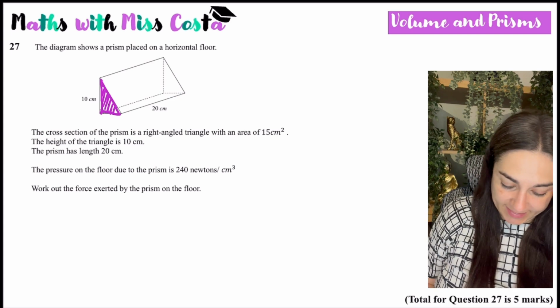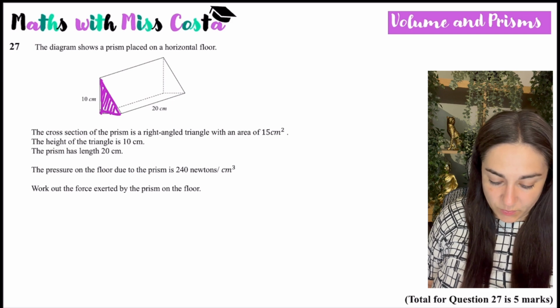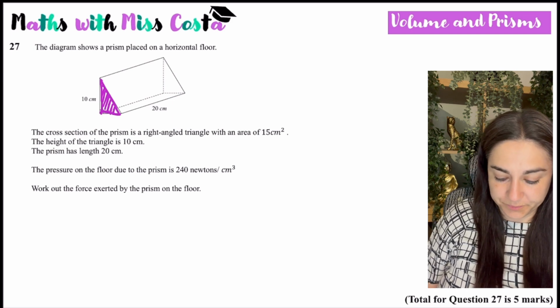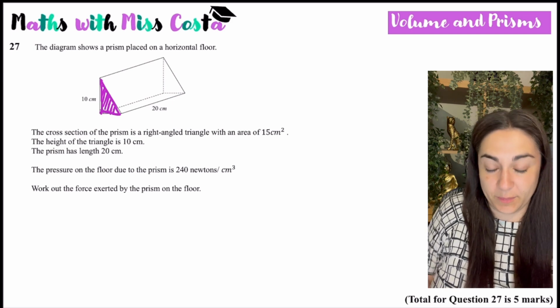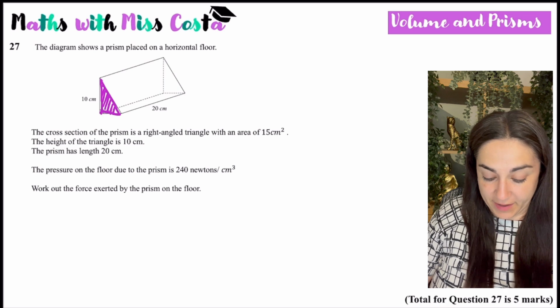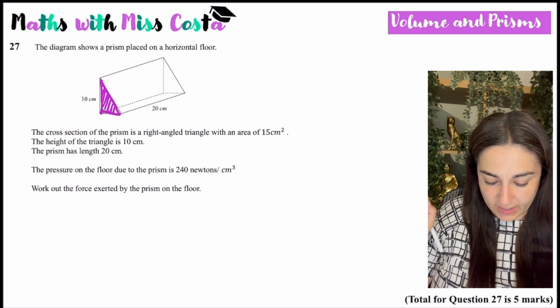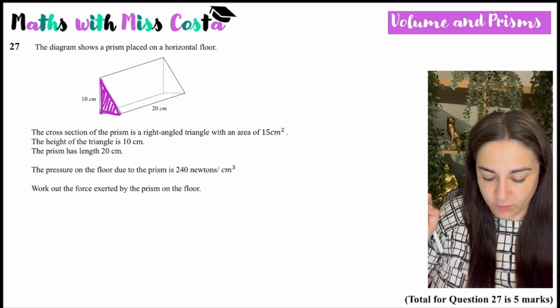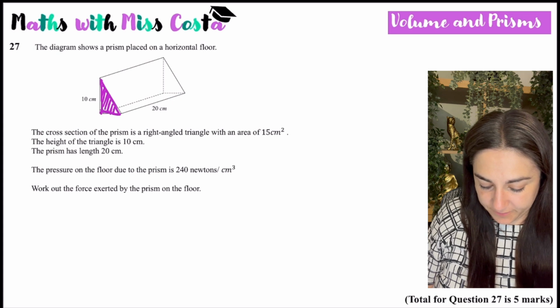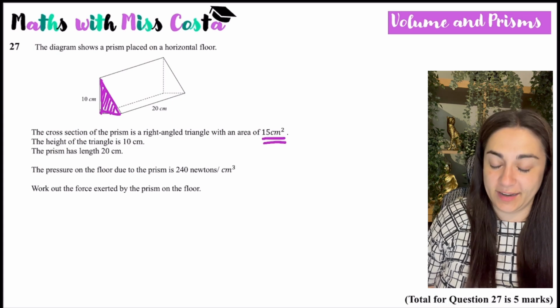So the cross section is that little bit over there. I'm told that it's a right angled triangle. If it's a right angled triangle, it means that I can use Pythagoras or trigonometry if I need to, with an area of 15 centimeters squared. So that's probably going to come in important.